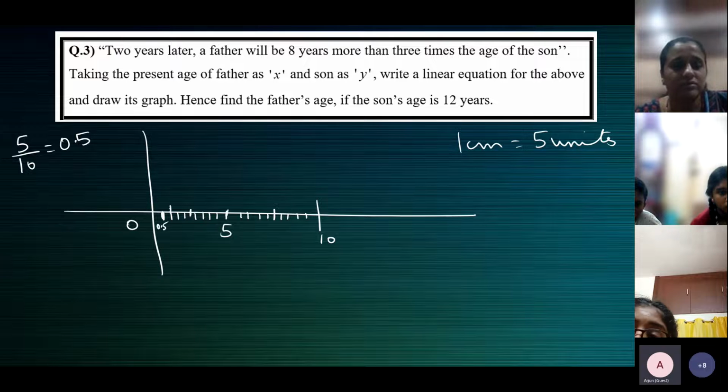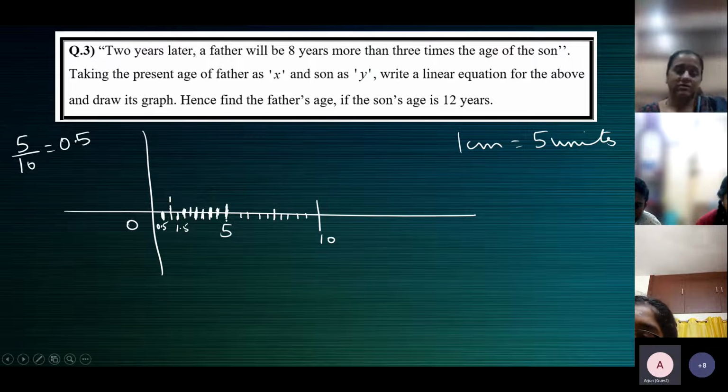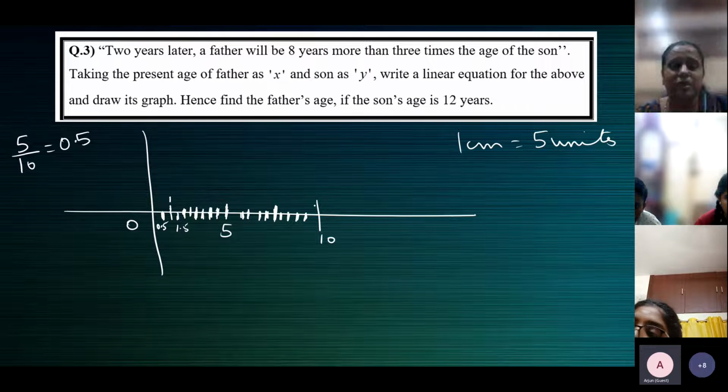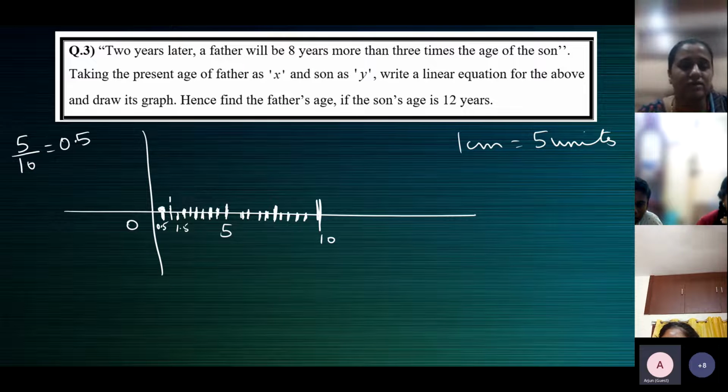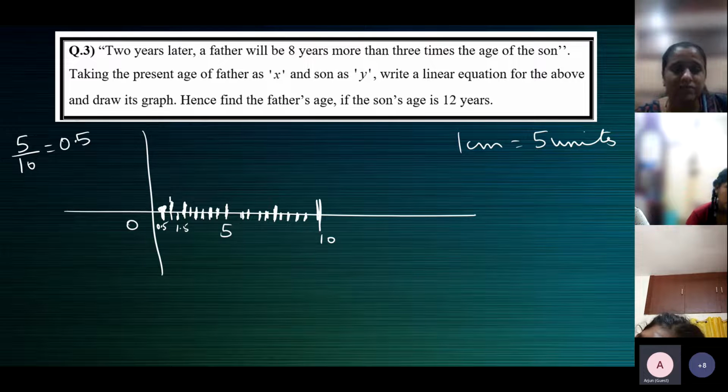Then the next one? 1. This one? 1.5. This one? 2. This one? 2.5, 3, 3.5, 4, 4.5, 5, 5.5, 6, 6.5, 7, 7.5, 8, 8.5, 9, 9.5, 10. That's how you read. So when you take a scale like this, don't think this is 1. The first subdivision is not 1. That's 0.5. The second subdivision is 1. The fourth subdivision is 2.